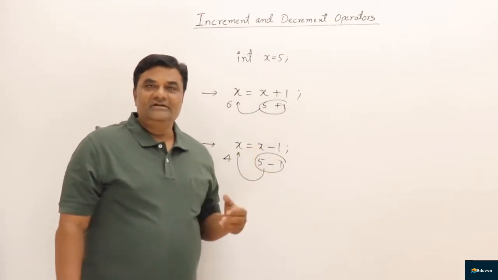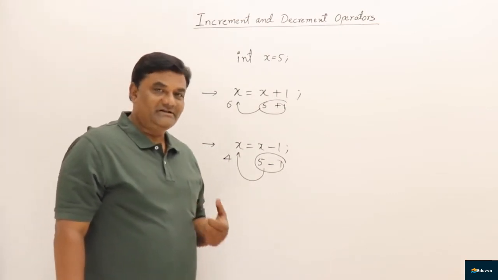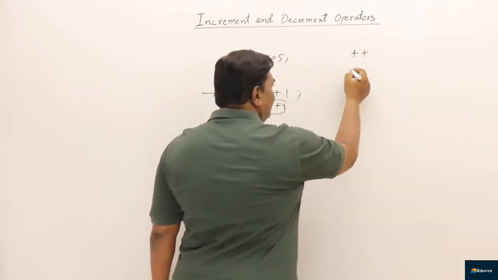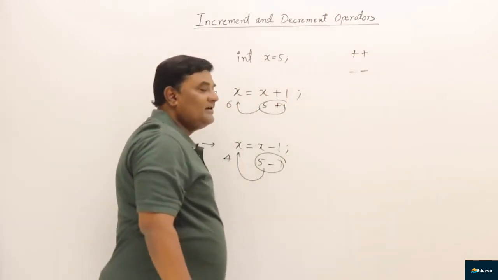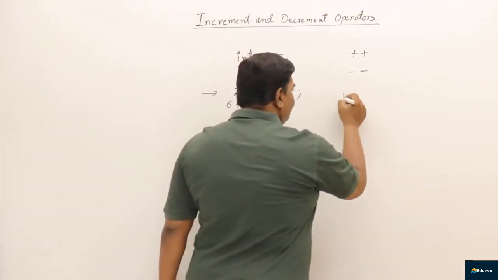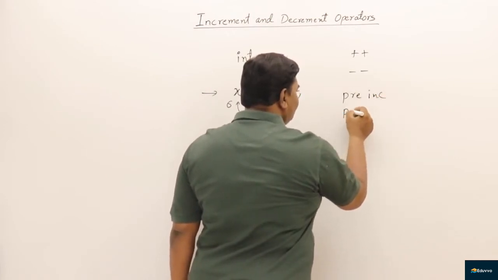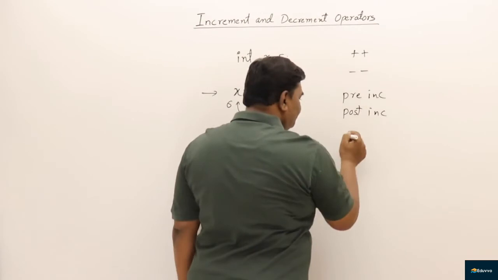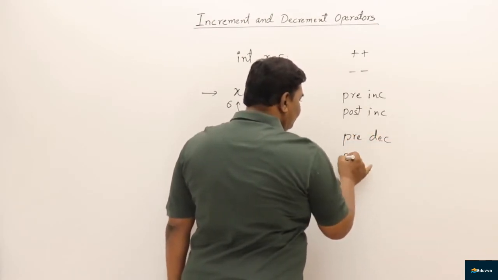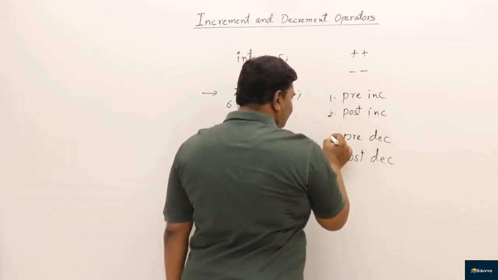To make it simple, the languages have introduced increment and decrement operators, which are also available in C++. So ++ is an increment operator and -- is a decrement operator. But there are two versions of these operators. One is the pre-increment operator and the next is the post-increment operator. Similarly, there is a pre-decrement operator and a post-decrement operator. Let us see what all these operators are.